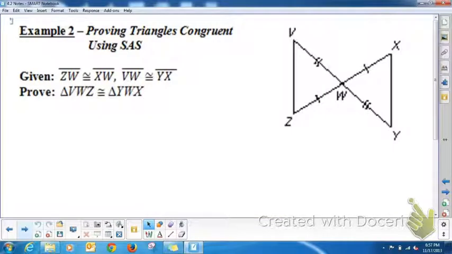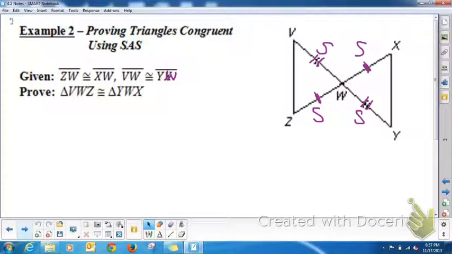So example 2 is proving triangles are congruent using side, angle, side. We're given here that segment ZW is congruent to segment XW. So ZW and XW, those are sides. We're also given that segment VW is congruent to segment YX. Sorry, that should be YW as it's clearly marked in the picture. Little typo on your notes. Can you fix that? And so these are also sides.